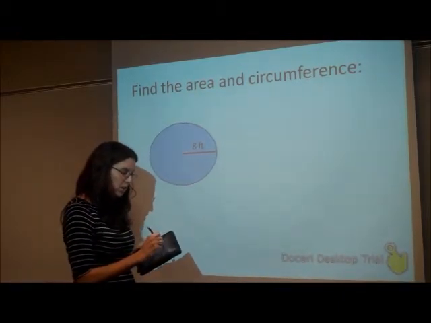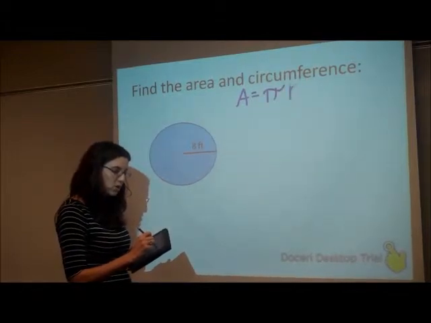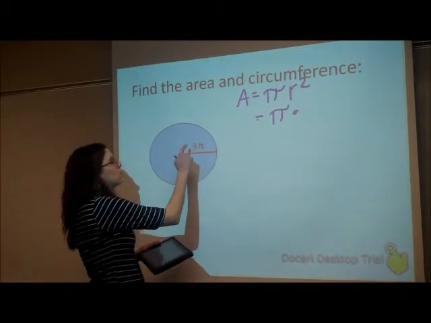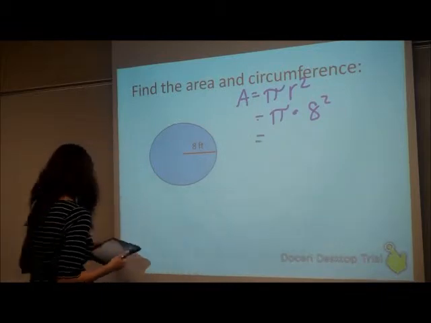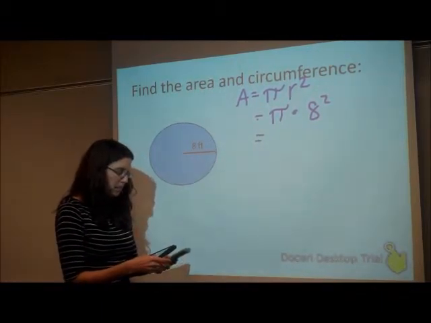So again, I'm going to start by writing out my formula. For area it is pi r squared. So it's going to be pi times 8 squared. Typing that in my calculator. Pi times 8 squared.